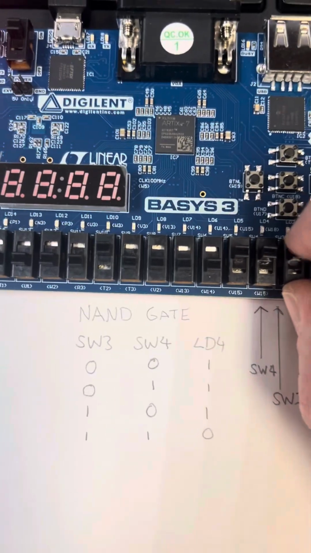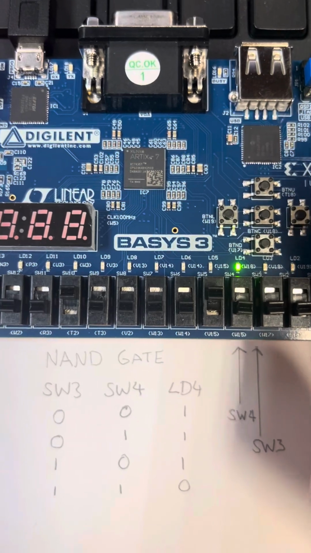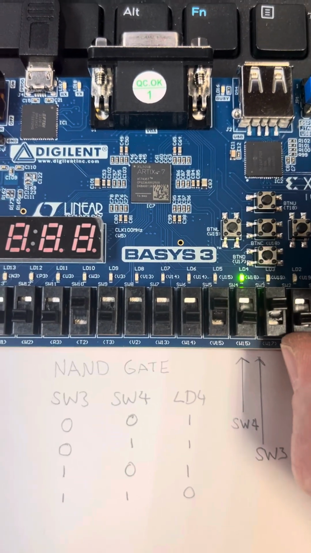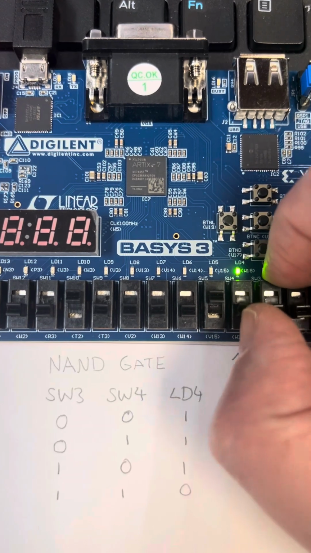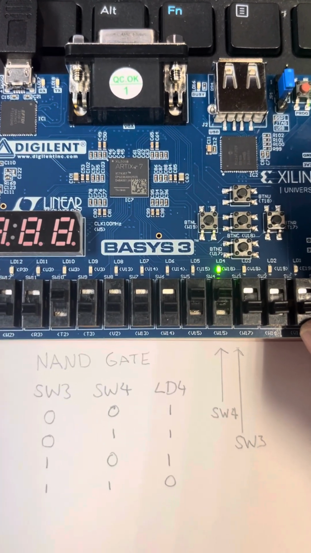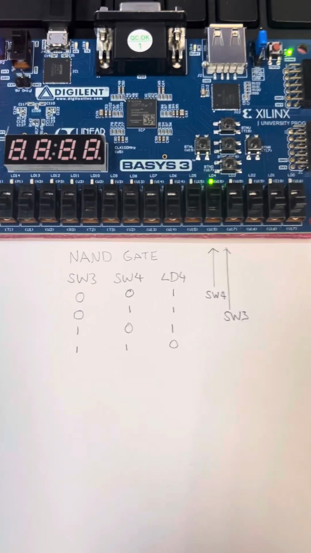So now if I do any other configuration, bring them both down, the light turns on. Make one high, one low, the light is still on, and then I switch to the one high and low, it is still on, which is exactly what we expected.